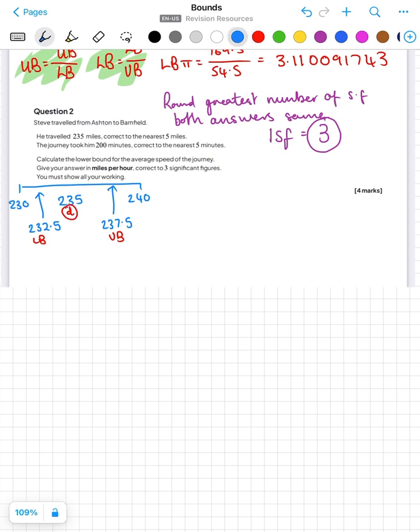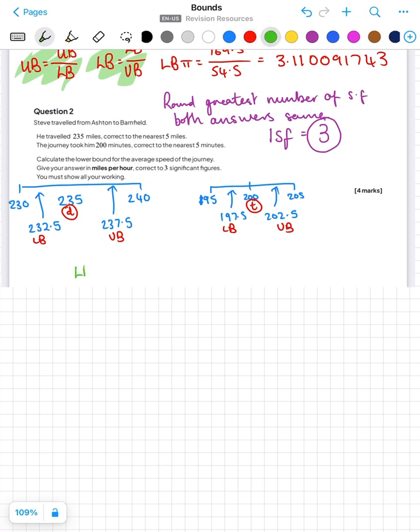The journey took him 200 minutes, correct to the nearest 5 minutes. 205 minutes, 195 minutes. 197.5, 202.5, for your lower bound and your upper bound of the time.